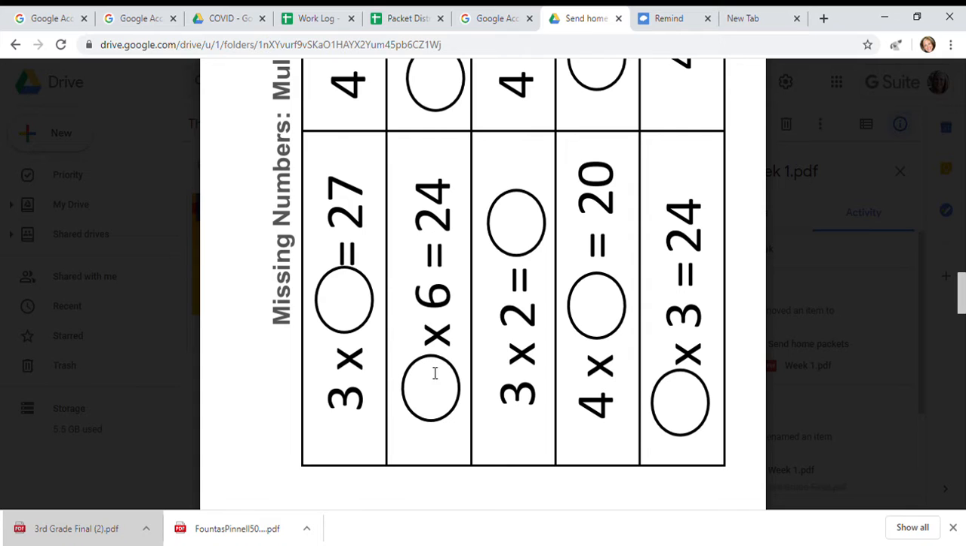The unknown might be in the front, which is the groups, or it might be in the middle, like at this one, and it's how many per group, or it might even be at the end, which is the product, or the answer to a multiplication. So 3 groups of 2 equals, and then it would be 6 for your total. Okay, because 3 groups of 2 equals 6.